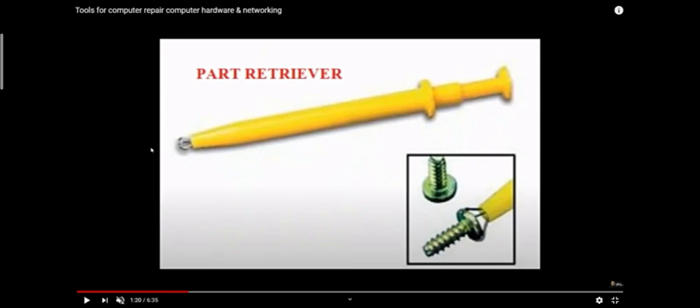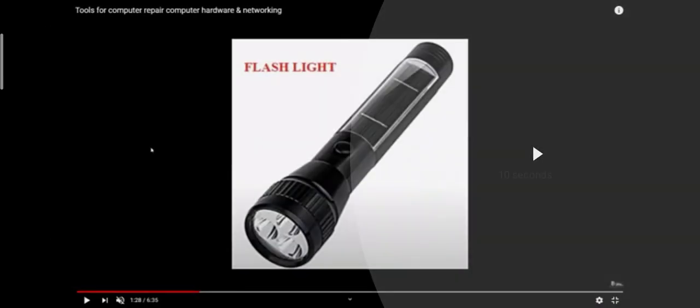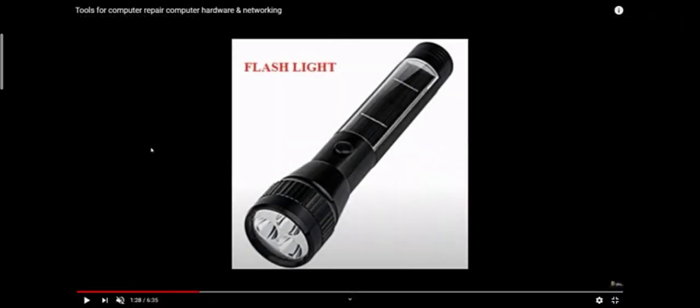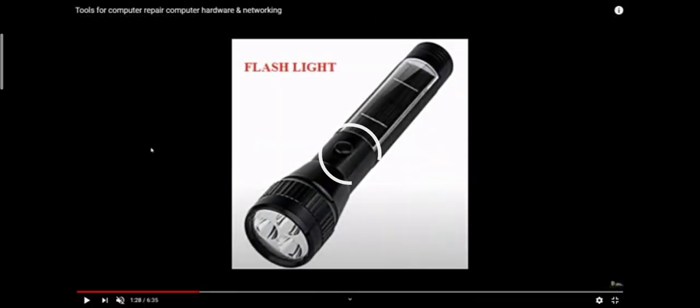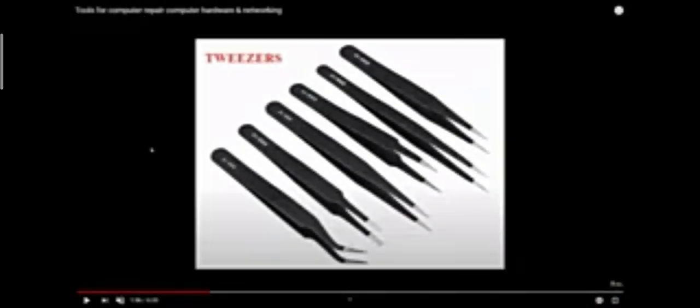Part retriever. A tool mainly used to retrieve screws, although it is also helpful in retrieving jump bits in the motherboard. Flashlight. A flashlight or torch is a portable handheld electric light. Tweezers. Tweezers are small tools used for picking up objects too small to be easily handled with the human finger.